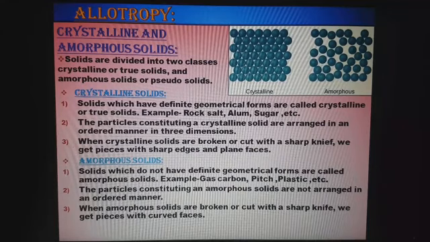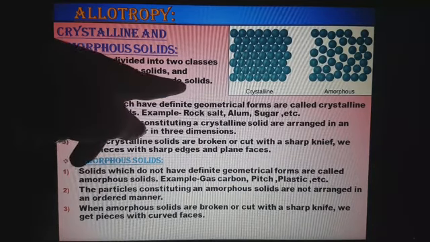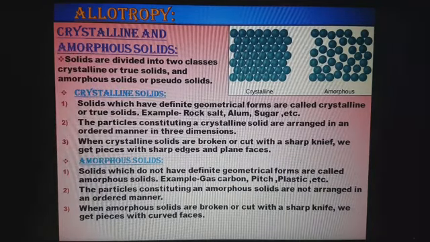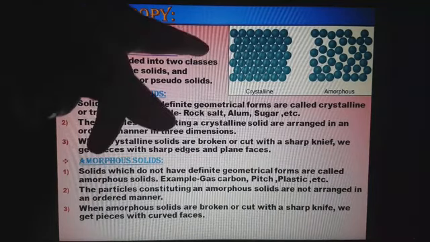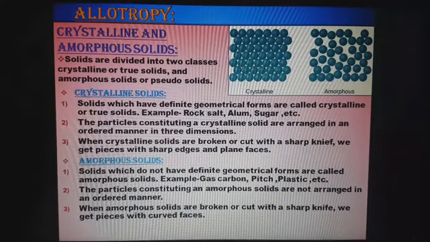Now let us see the properties of crystalline solids and amorphous solids one by one. First of all, I would like to tell you the meaning of pseudo-solids. Pseudo-solids are those which have a tendency to flow like a liquid. So these are solids, but they have a tendency to flow like a liquid. That is why they are known as pseudo-solids.